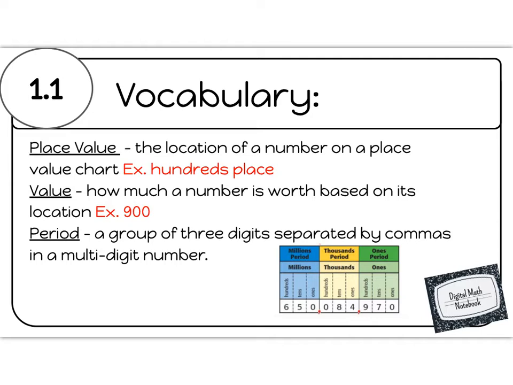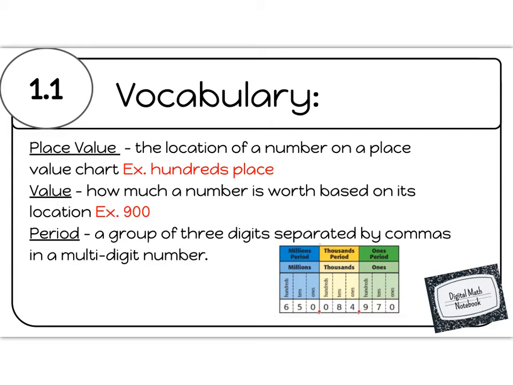Today's lesson has some vocabulary. Some lessons will have vocabulary. This lesson is an example of one that does. In this lesson, we have 3 vocabulary words. Our first one is place value, the location of a number on a place value chart. For example, in the hundreds place.